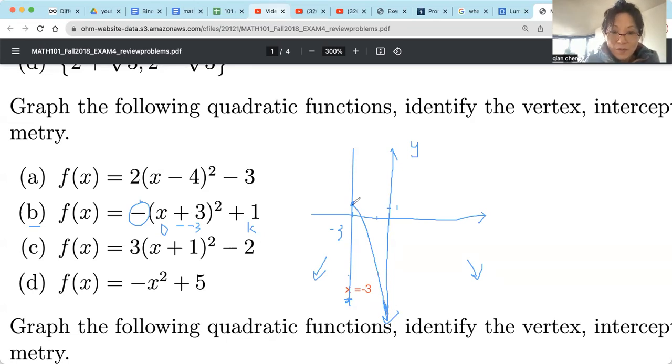Then if I want, I could draw the symmetric point on the other side, right? If I graph without doing the x-intercept. But we are asked to find the x-intercept anyway. So what do we do? We set the function value to be 0. Then negative (x plus 3) squared plus 1 is set to 0 because the y value is 0. Right? Then we move positive 1 to the other side. We get negative 1. So we have a negative sign on both sides. We multiply by negative 1 on both sides. We get (x plus 3) squared equals 1.